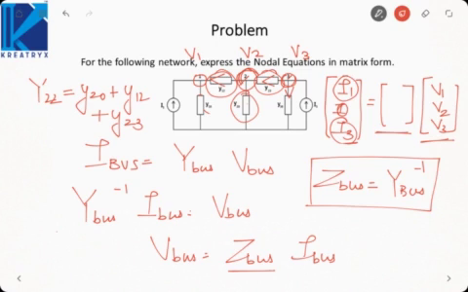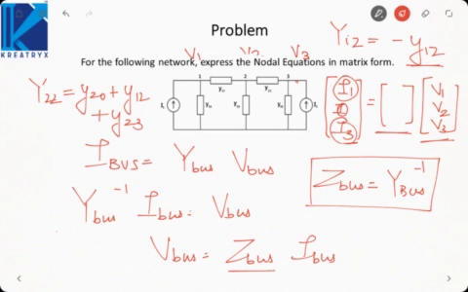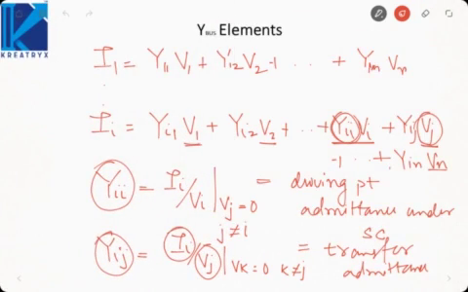Similarly, at bus 1 we have two admittances, Y10 and Y12. So Y11 will be the sum of these two admittances. Similarly, at bus 3 we have two admittances, Y23 and Y30. So at bus 3, Y33 will be the sum of these two admittances. And the off diagonal elements are the negative of the admittance between the two nodes. That means if you see Y12, it was minus Y12. So negative of the admittance between the two buses.